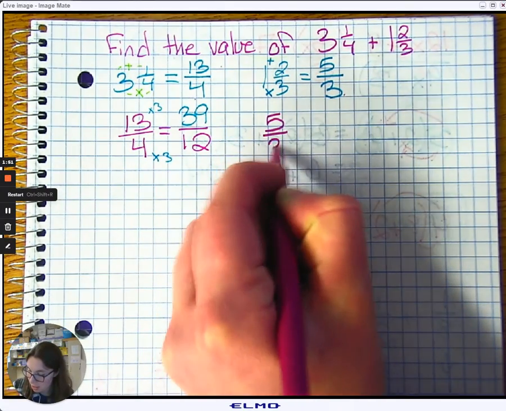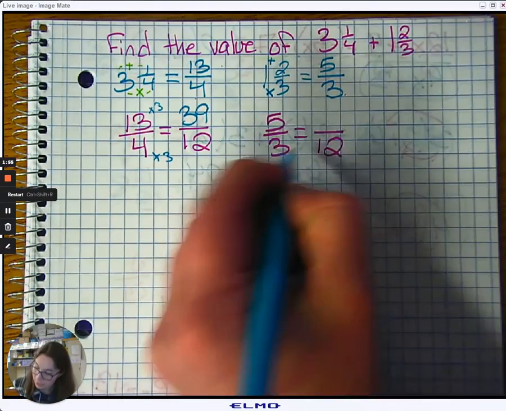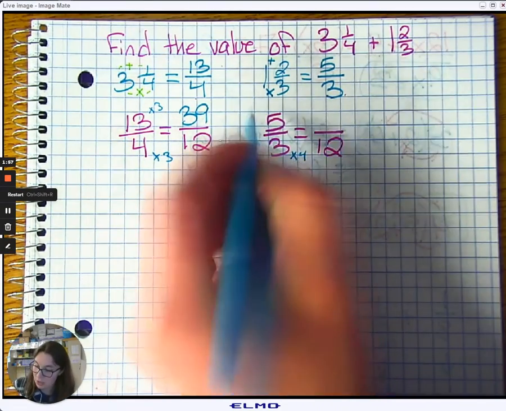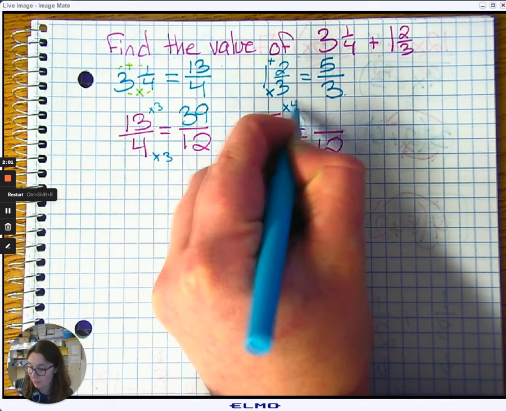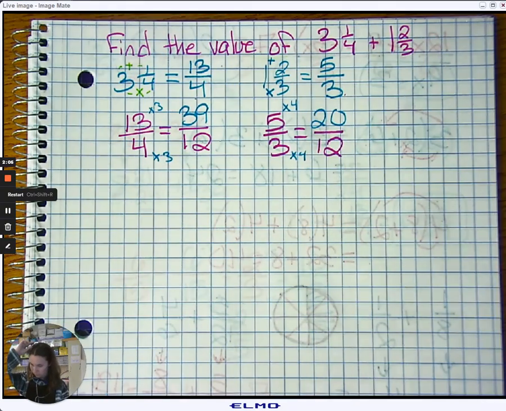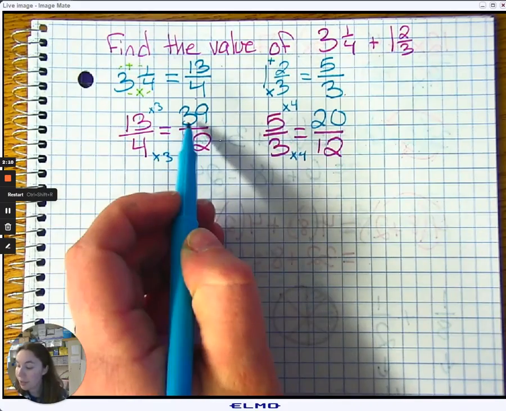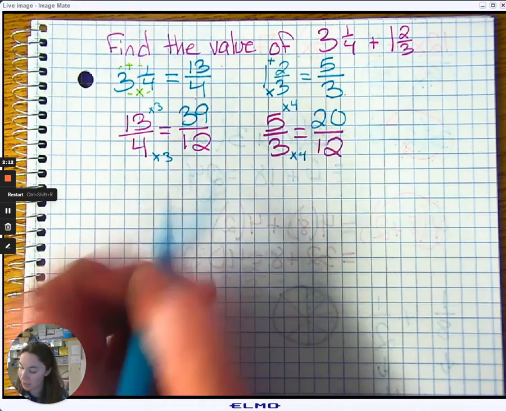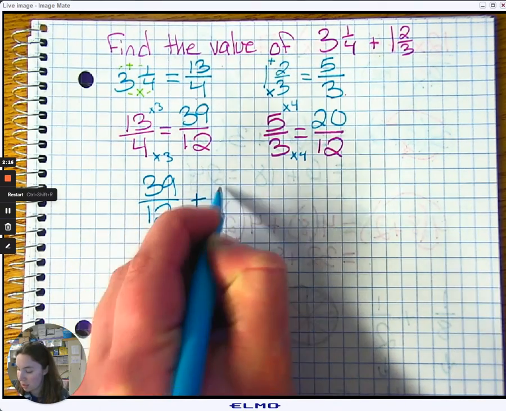5/3 equals how many twelfths? 3 times 4 is 12, so I'll do the same thing to the top as I did to the bottom, times 4. 5 times 4 is 20. 20 twelfths. So I've got 39 twelfths plus 20 twelfths.